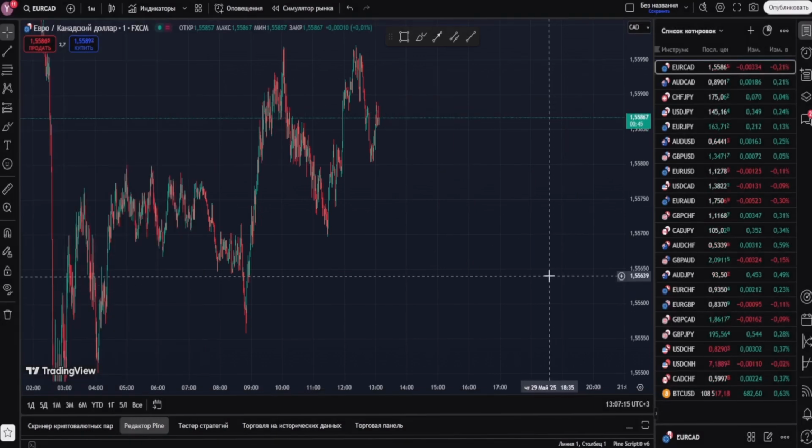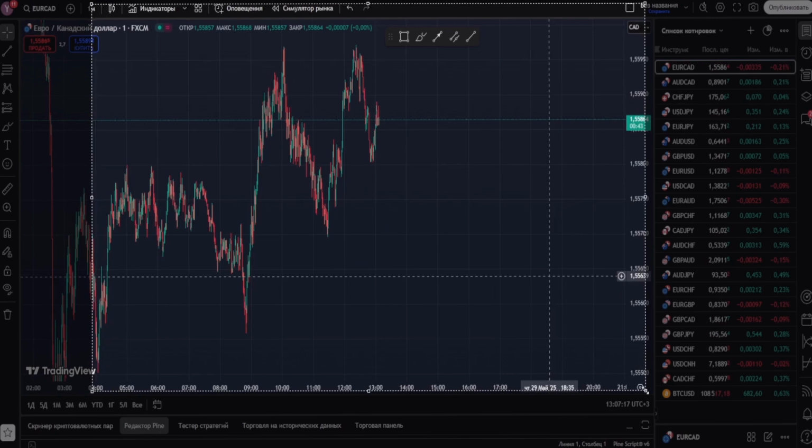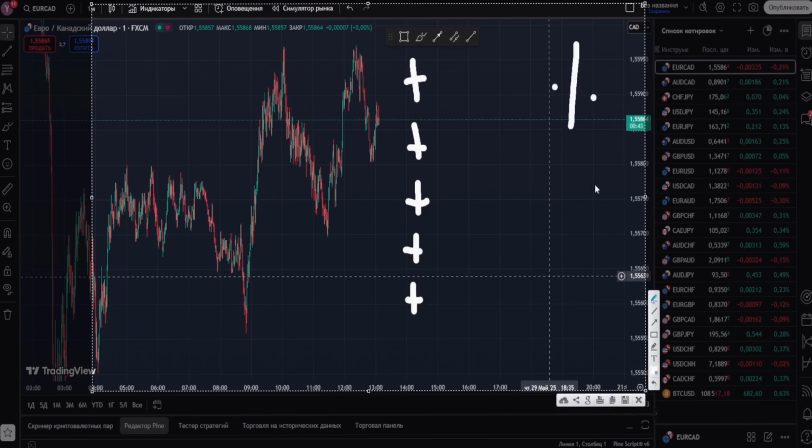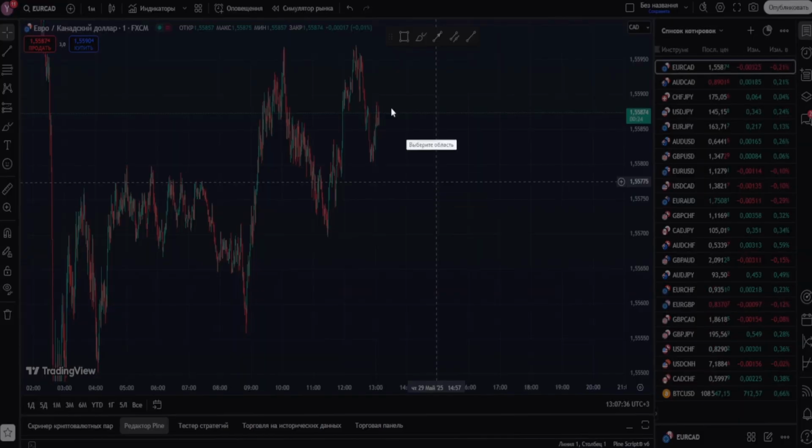Let's get started. Today, guys, I'll give you 6 points you need to look at before you enter a trade. If you follow all these points, the success rate of your trades will definitely increase. Ideally, you should write down all these points in a notebook, and before you open the trade, check each point. Let's move on to the first point.